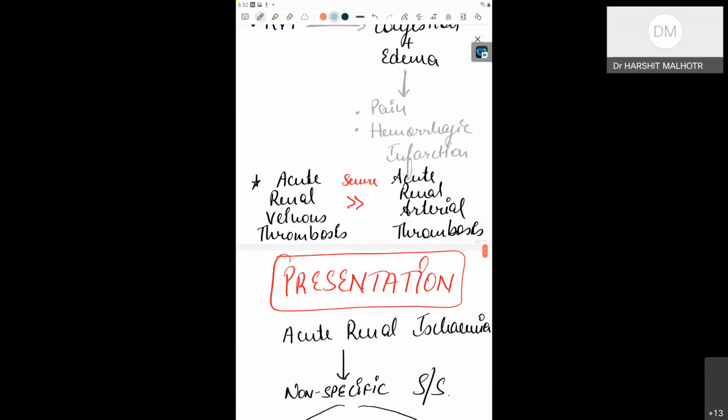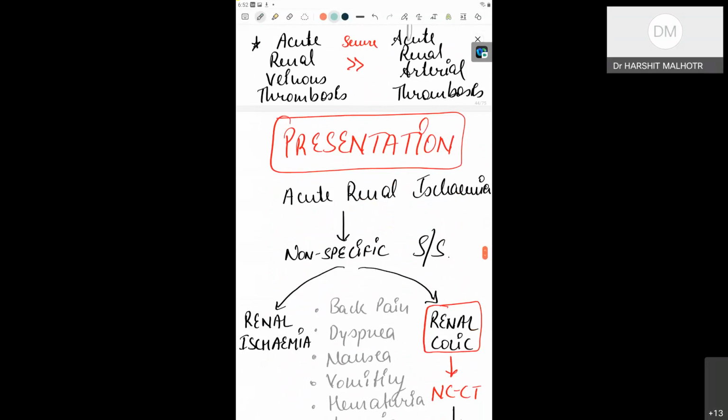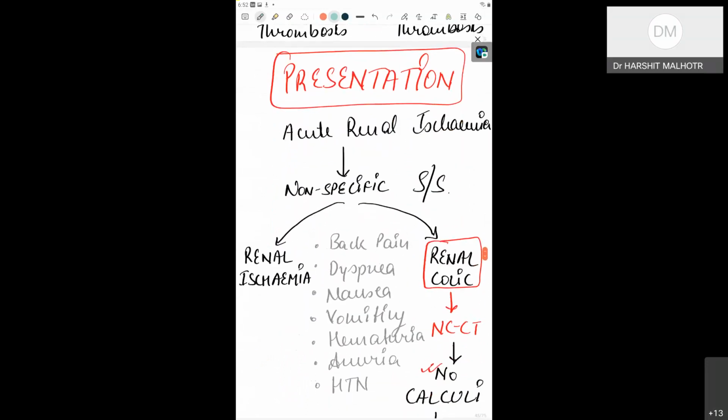One thing which is very important, as also seen in other cases, is that acute renal venous thrombosis is more severe than acute renal arterial thrombosis. Because in a case of renal venous thrombosis, there is no outflow vein. So even if there's a gradual occlusion in a case of arterial, there is outflow which is still persistent. So collateral circulation can pick up.